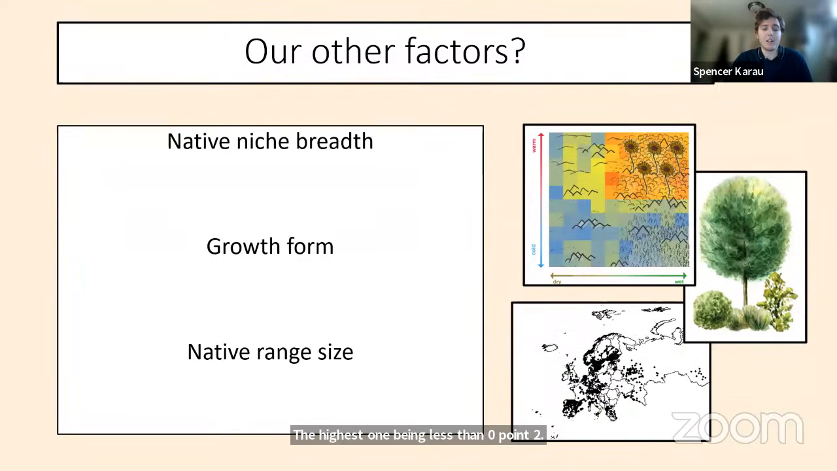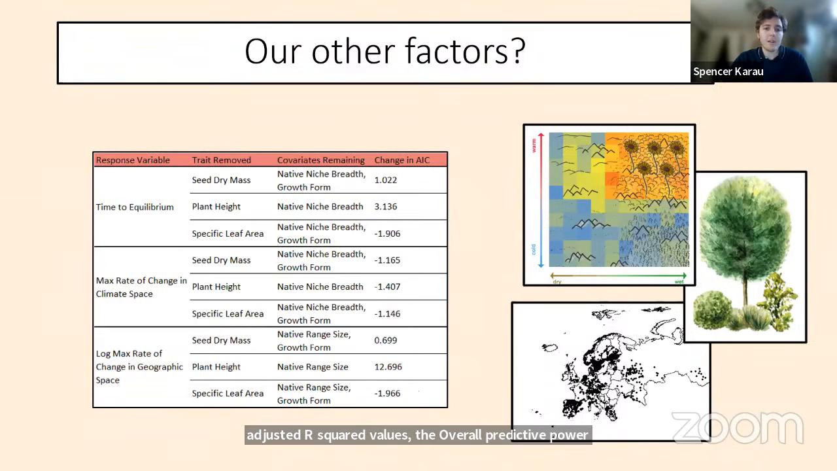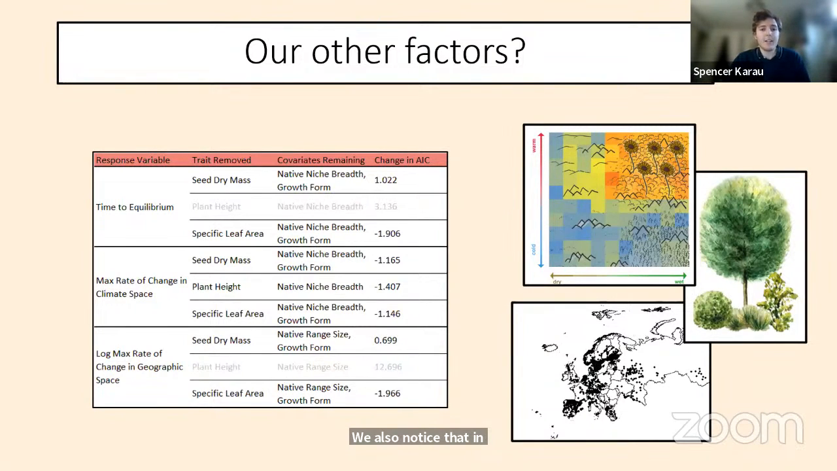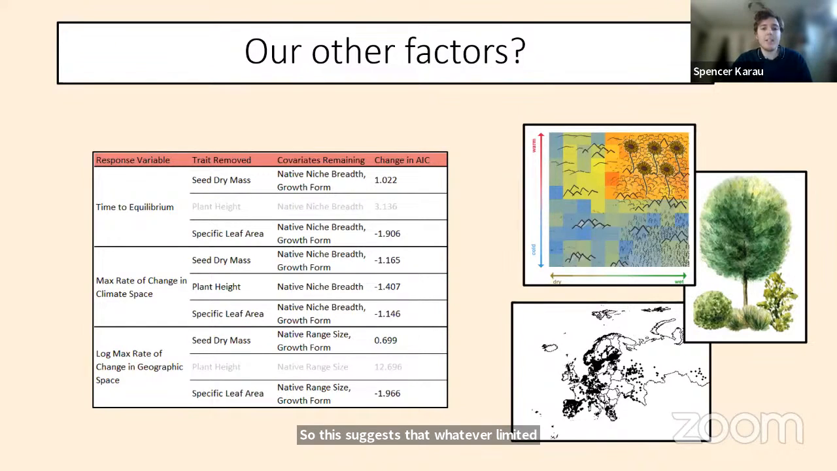Meanwhile, our other factors, our covariates in our analysis, seem to be significant predictors the majority of the time, but as we saw from our adjusted R-squared values, the overall predictive power of these terms was still quite low. We also noticed that in most instances, adding the trait terms to our models did not seem to increase or decrease or make a measurable impact on the predictive power of our models. So this suggests that whatever limited predictive power we are getting is coming from these non-trait factors, from these covariates.